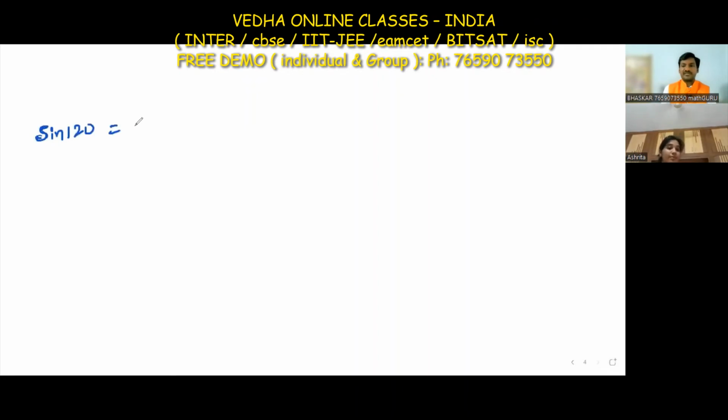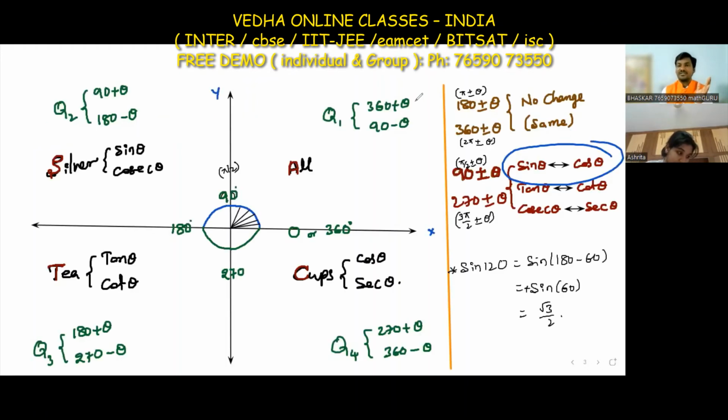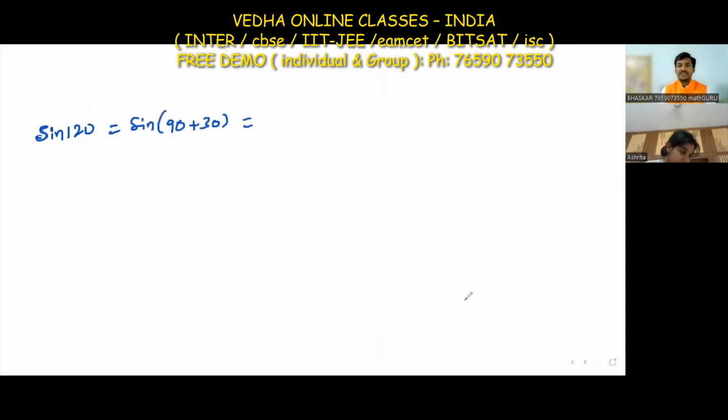Sine 120 degrees, we can write it as sine of 90 plus 30. When we have 90 degrees, we change the trigonometric ratio. Sine is replaced with cos, cos is replaced with sine. So cos 30 we write. After writing that, what do we have to do now? Check the sign of the trigonometric ratio in that particular quadrant. 90 plus theta, second quadrant.